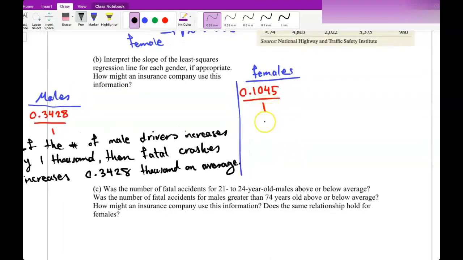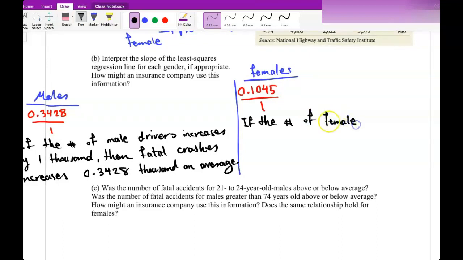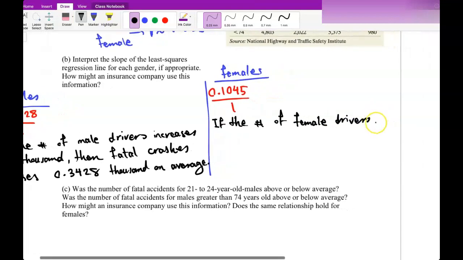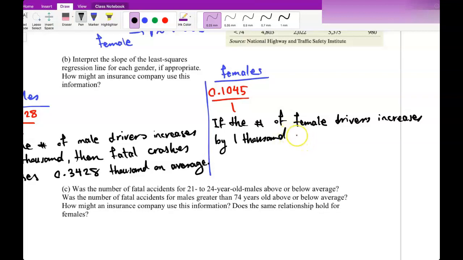Okay, same thing for the sport. So if the number of female drivers increases by 1,000, then crashes increase by what we have on top, 0.1045 thousand on average.